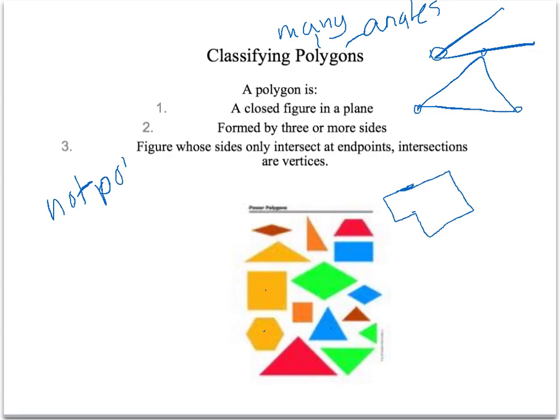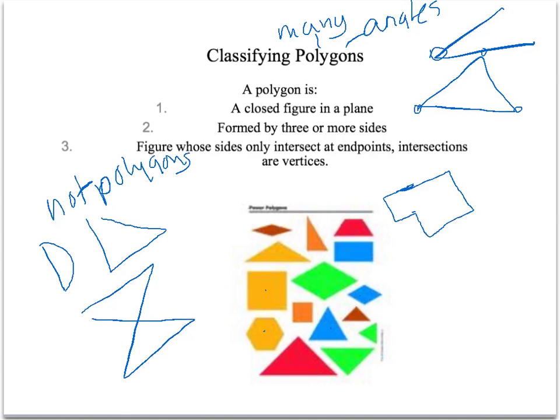So some examples of not polygons would be a semicircle. This is not a polygon because it's not closed. And this is not a single polygon either because it intersects right there, right in the middle. So that is what a polygon is.